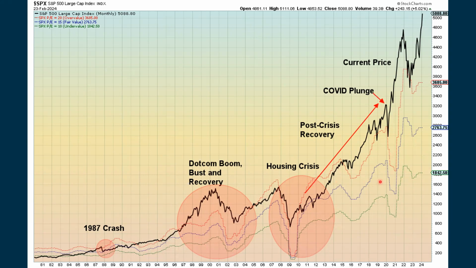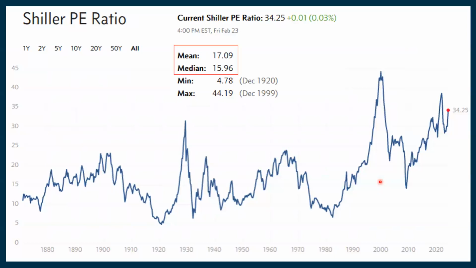And then there's another way of measuring this called the Shiller PE ratio, which takes a smooth effect over about 10 years of earnings to try to get rid of outliers and to see what general trends are. The current reading for the Shiller PE ratio, which you also may hear referred to as CAPE, C-A-P-E, it's coming in at 34.25.